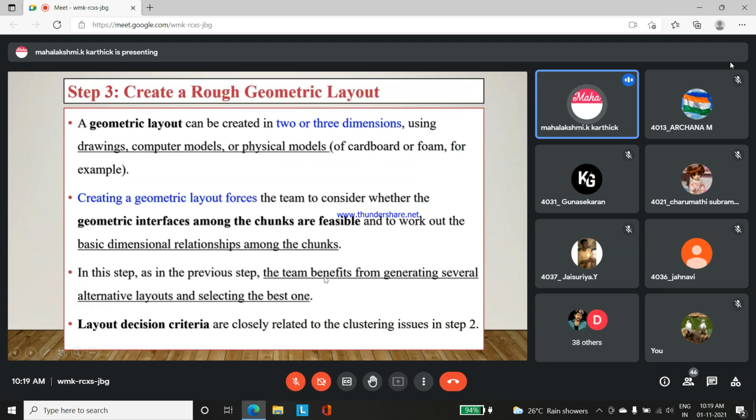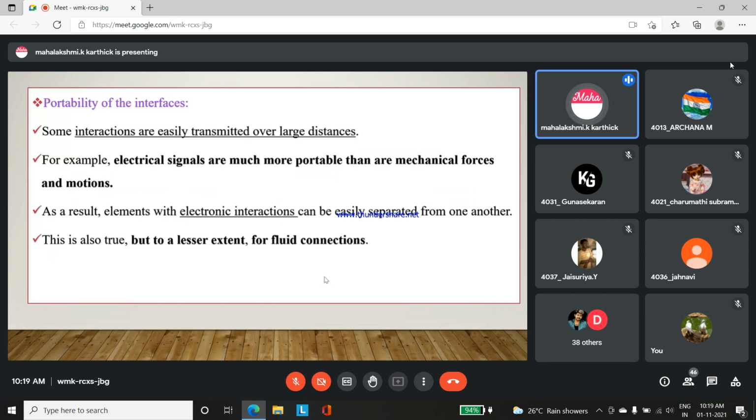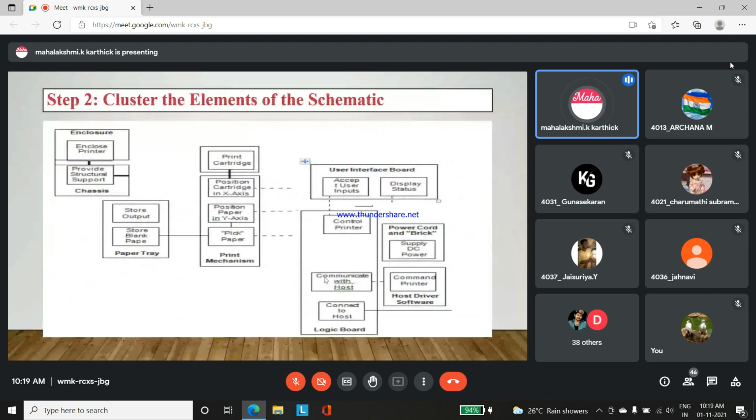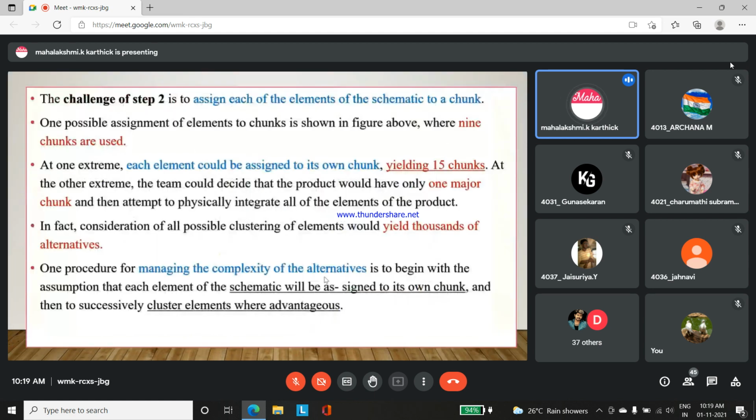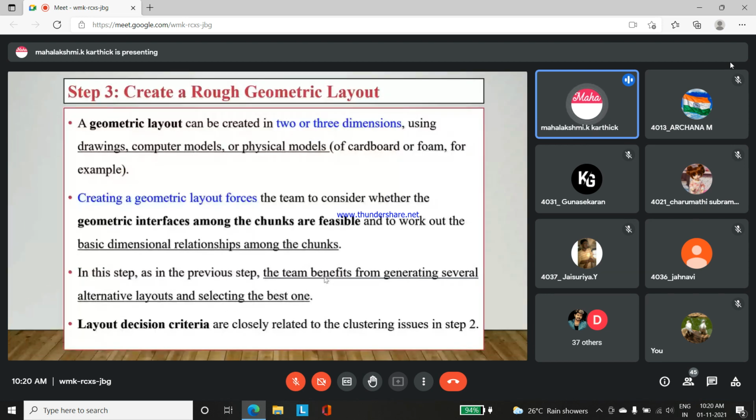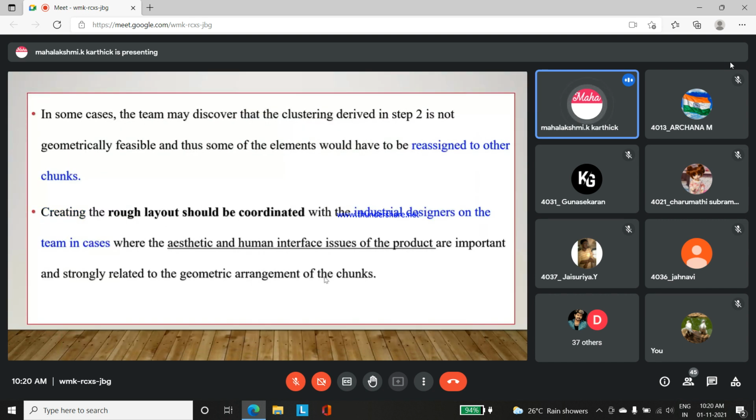So whenever you undergo the step 3 process, whenever you create any rough geometric layout for any product, you have to keep these things in mind. When you give a 2D or 3D structure for the product, step 2 has to be completed properly. If there is an issue in clustering the elements, then automatically there will be a great impact on step 3. So this should be clear enough to go for the step 3 process. Also keep in mind that you have to have good coordination with the industrial designer team.